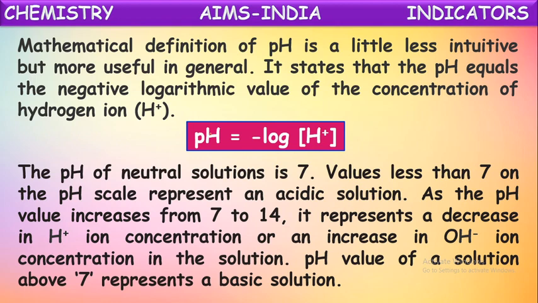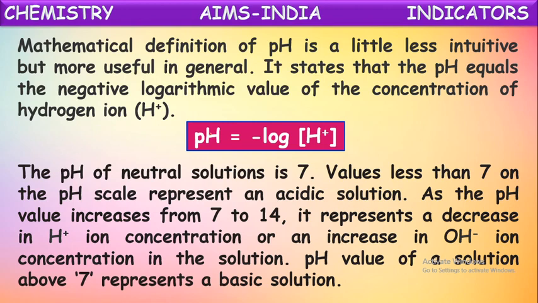The pH of neutral solution is 7. The value less than 7 on the pH scale represents an acidic solution. As the pH values increase from 7 to 14, it represents a decrease in H plus ion concentration or an increase in the OH minus ion concentration in the solution. That means basic nature. The pH value of a solution above 7 represents a basic solution. From this you can say this pH scale ranges from 0 to 14, or 1 to 14 we can say.